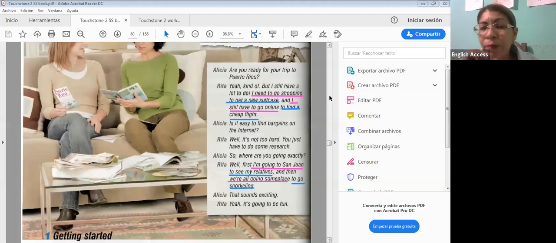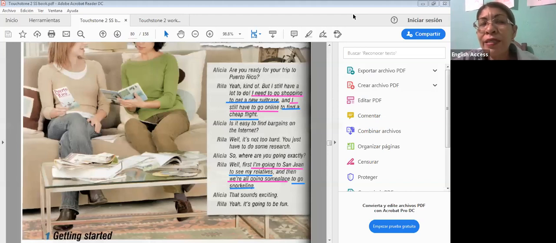Let's continue with number three. I'm going to San Juan. This is my activity. The reason why I'm going to San Juan is to see my relatives. And the last one, we're all going someplace. And the reason is to go snorkeling.